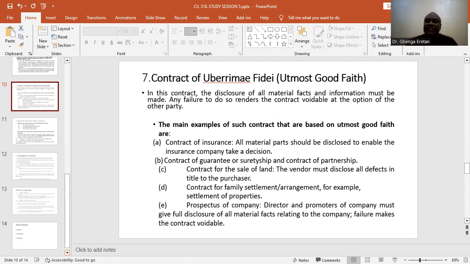When you are going into a contract of insurance, you are the insured. The insurance company is the insurer. You are supposed to disclose all the relevant facts about the items to be insured. Then contract of sales of land.